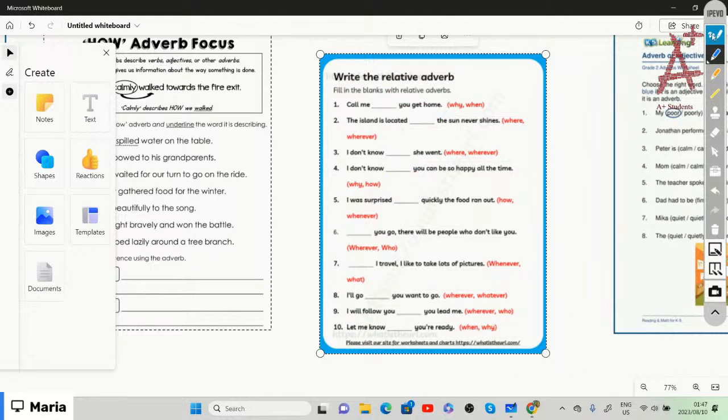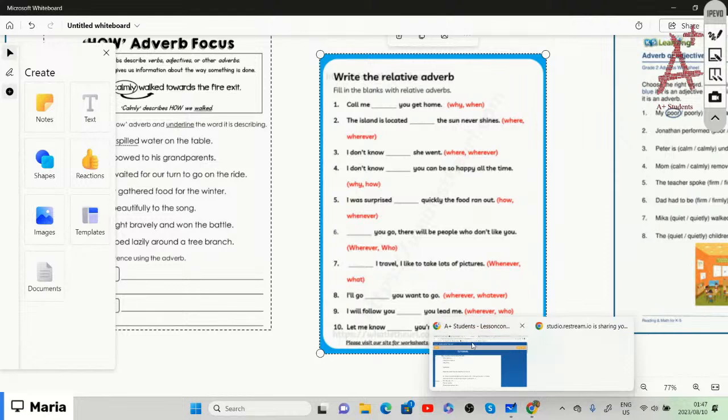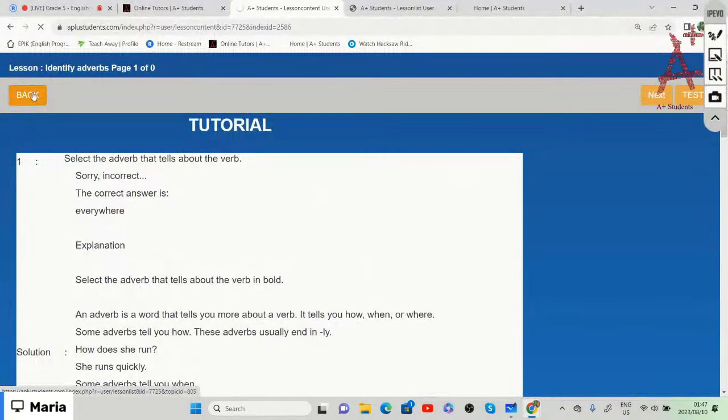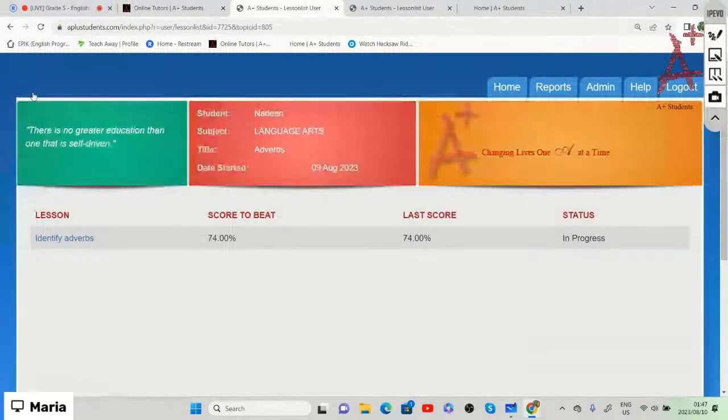All right. So that is basically identifying adverbs, right? What we did was we identified adverbs, and we also explained what an adverb is, because we said an adverb tells us or describes either the verb or an adjective or another adverb, right? And adverbs either tell us how, when, or where. Right. So now this is the end of our lesson on adverbs and identifying adverbs.